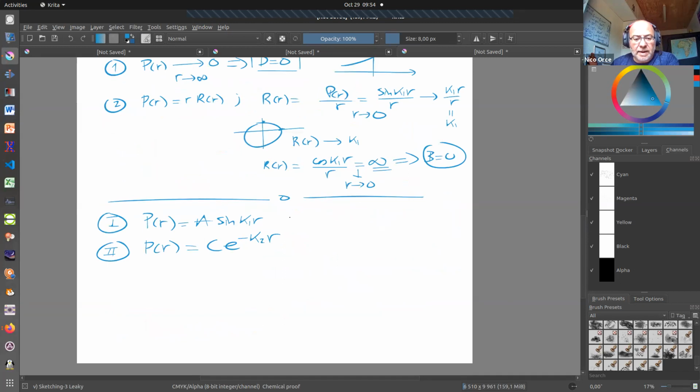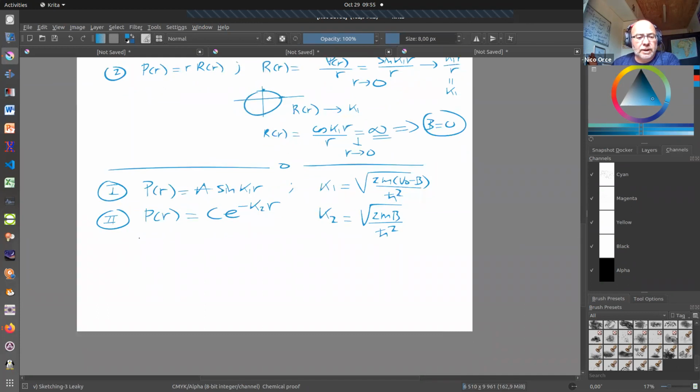and remember the constants. The constant K1 is the typical thing that we always do, 2m (V naught minus B) over h bar squared, and K2, I mentioned it before, which was 2mB over h bar squared. So now we need to study the continuity in psi and psi prime.